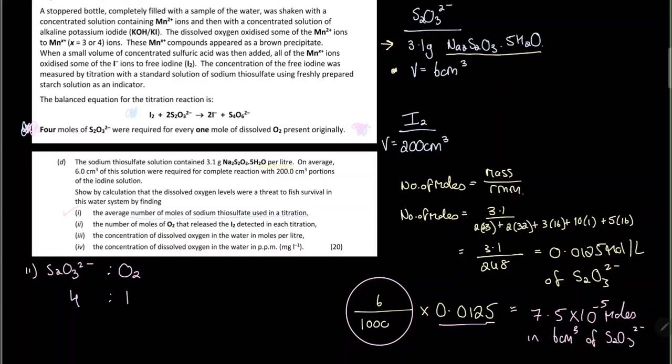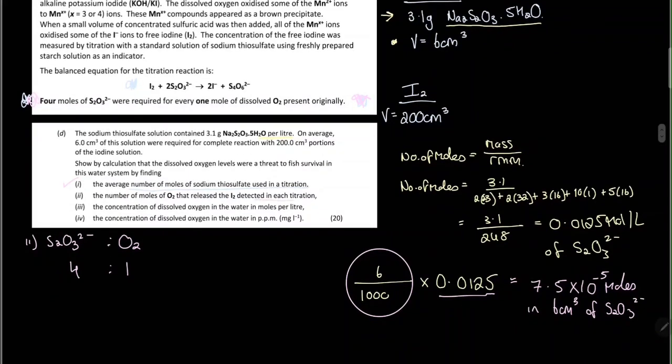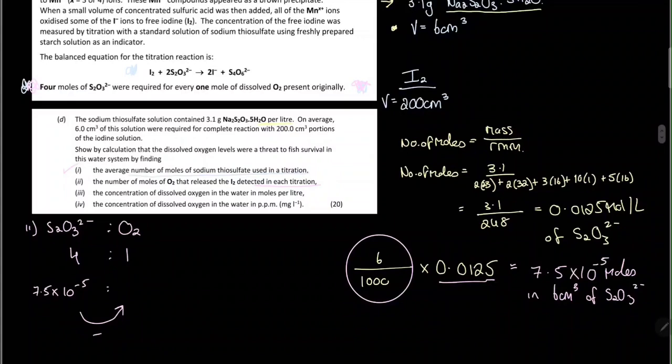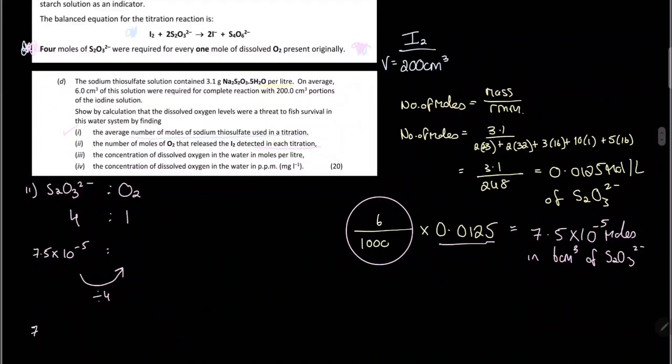So I already have how many moles of sodium thiosulfate were used in each titration. And it says here in each titration. So 7.5 by 10 to the minus 5 moles was used. And if I want to find out how many moles of oxygen were used in each titration, I just need to divide that number by 4. So that's what I'm going to do. Take the 7.5 by 10 to the minus 5, divide it by 4 to get how many moles of oxygen there is going to be.